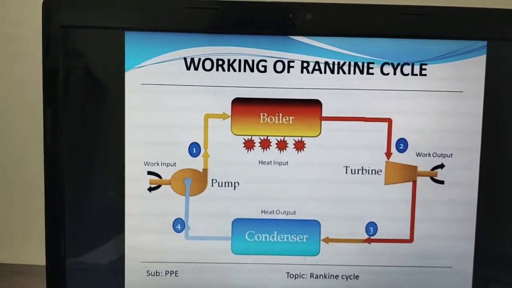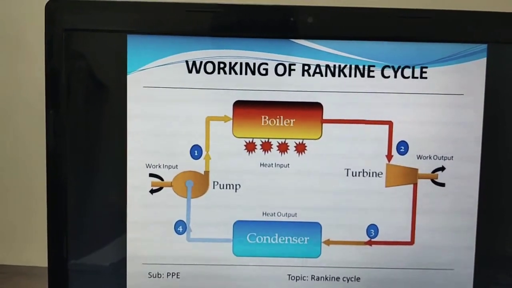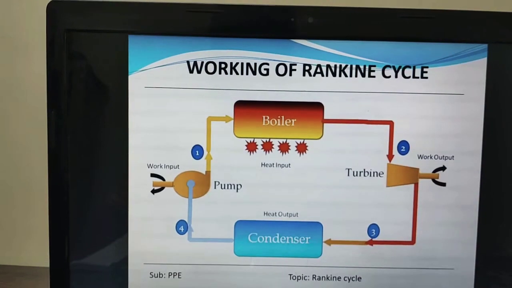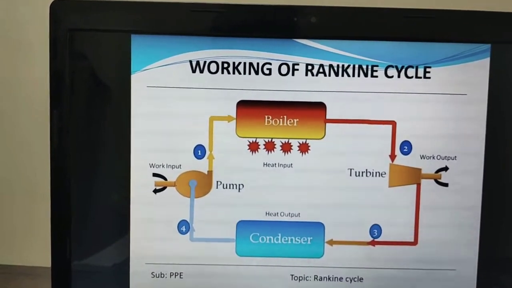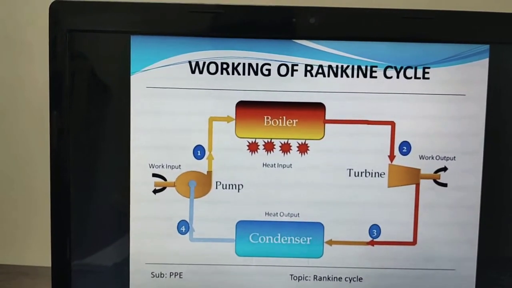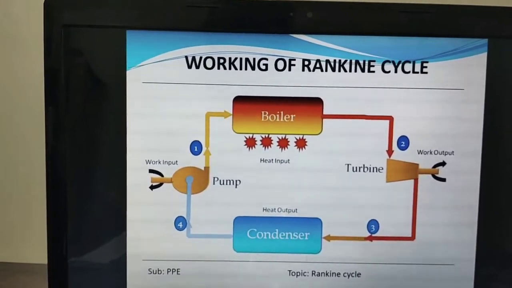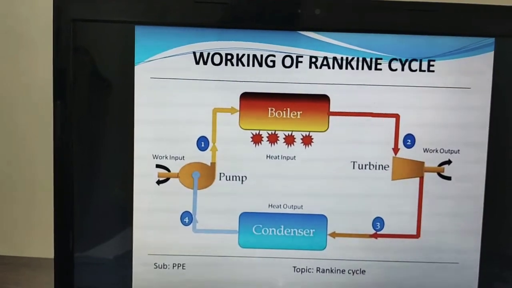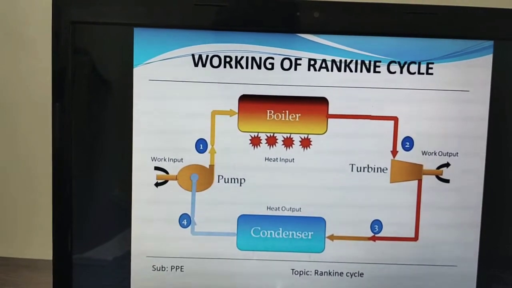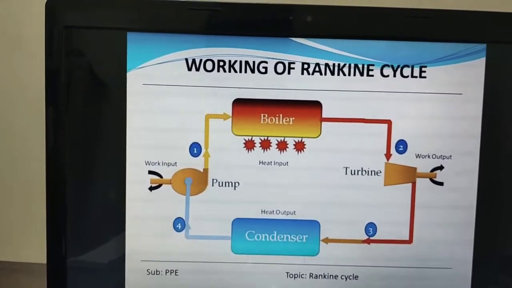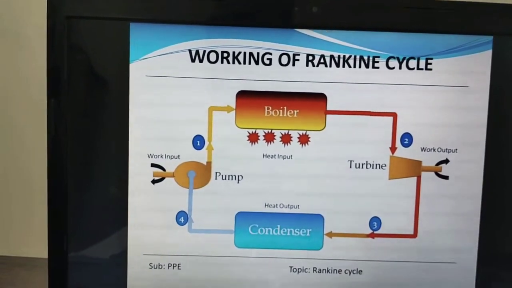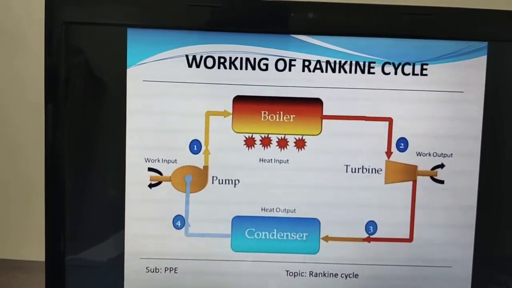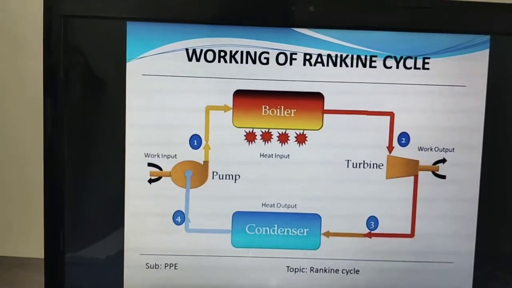Now, the steam after expansion in the turbine is condensed in a condenser. Finally the condensed water is again fed to the boiler, and then the cycle is repeated. So, this is the working of Rankine cycle. The main components of the cycle are the boiler, turbine, condenser, and the pump. Now, consider 1 kg of water at a given pressure and temperature. The cycle is completed by 4 processes.